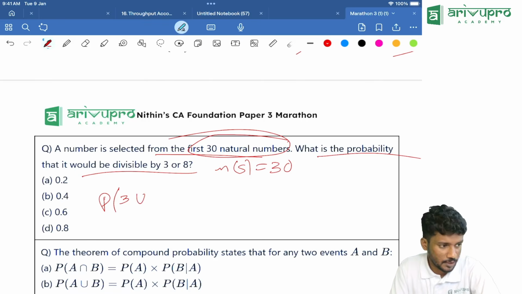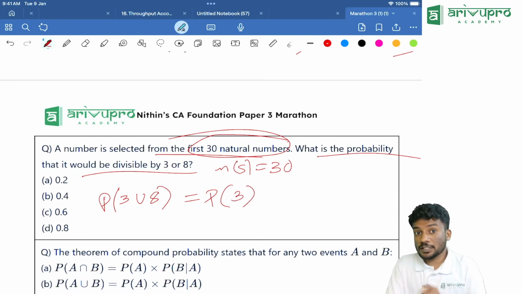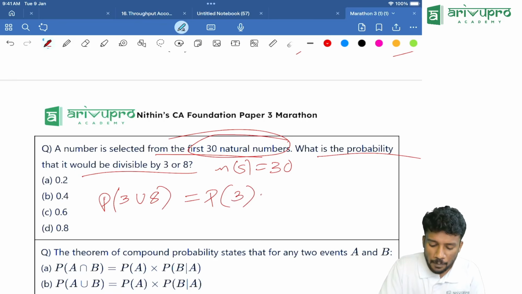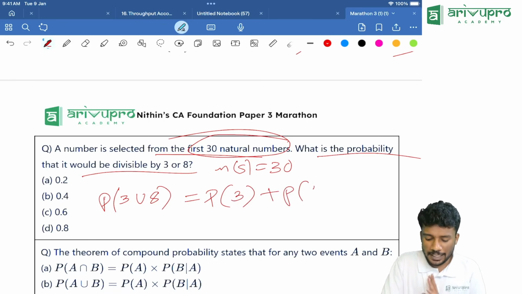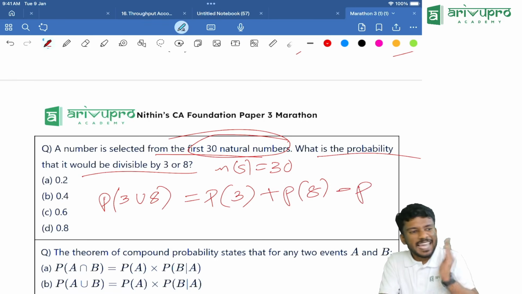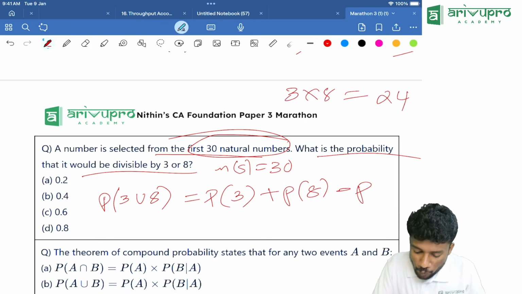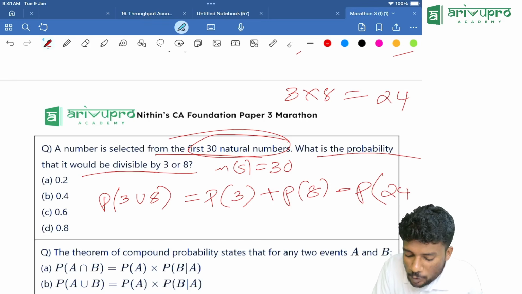You should understand that. P of divisible by 3 union 8 is equal to P of divisible by 3 plus P of divisible by 8 minus P of divisible by 3 and 8. We will take 3 into 8. 3 into 8 is how much? 24. So P of divisible by 24.